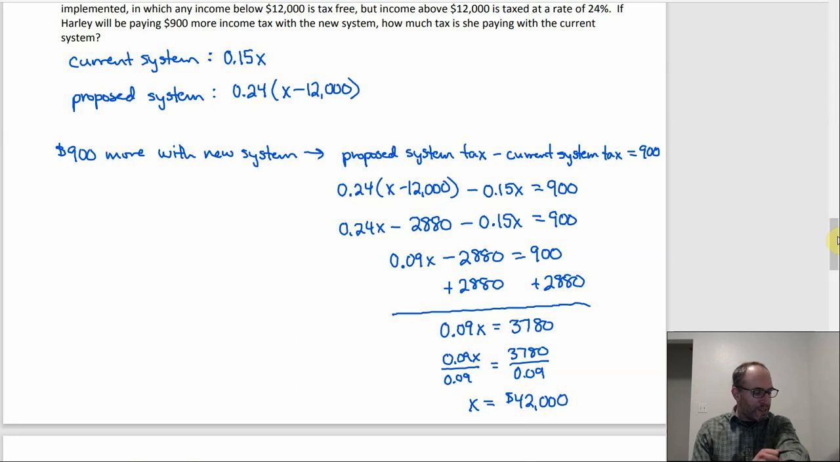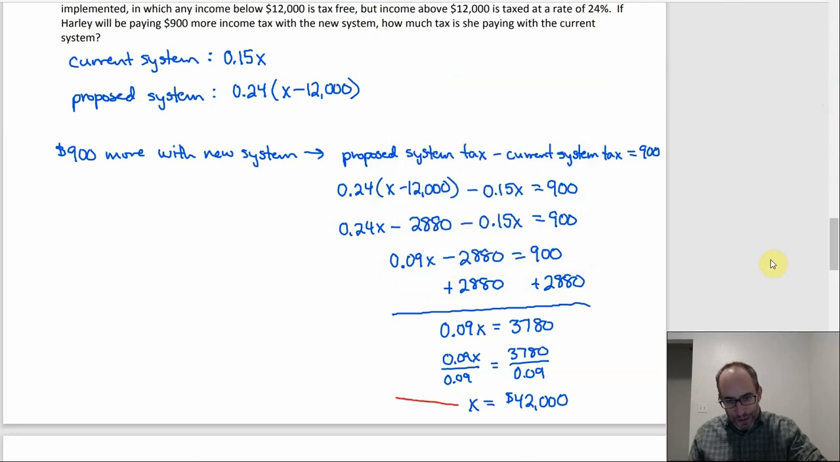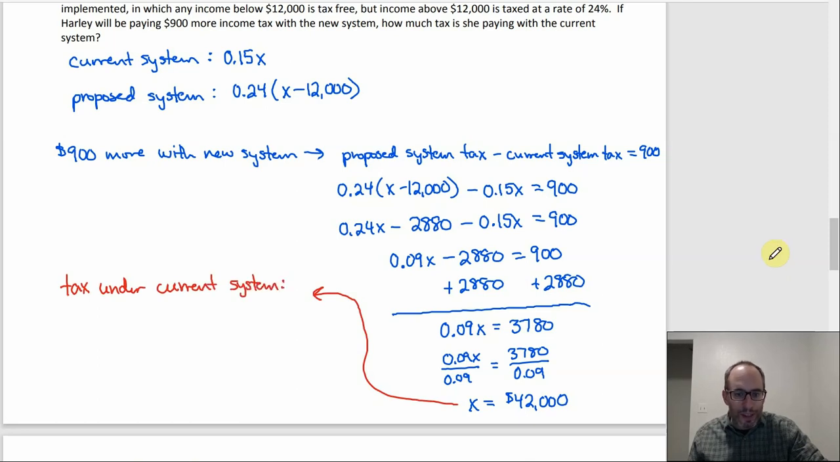And then we just need the tax under the current system, right? That's the thing that we were actually asked about at the very end. How much tax is she paying with the current system? All right. So using that, we want the tax under the current system. At least we got the easy tax, right? We got the flat rate one. So it'll be 0.15 times 42,000, which ends up being 6,300.